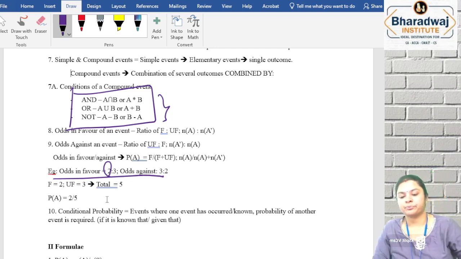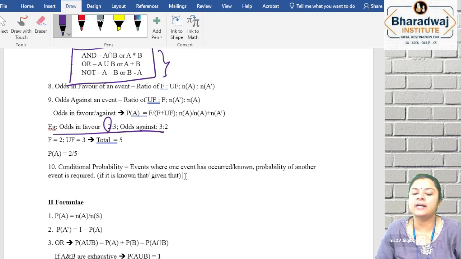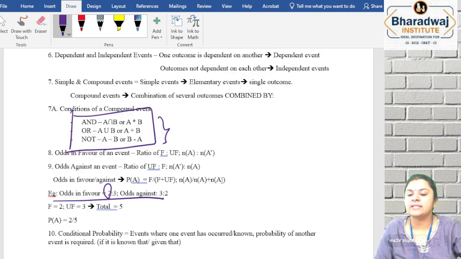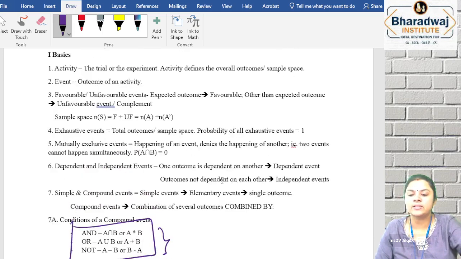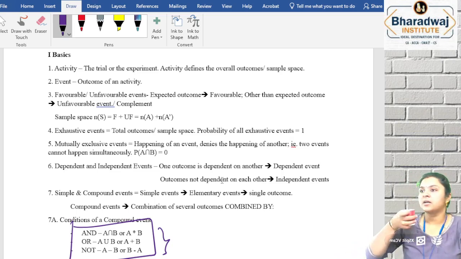Okay? And conditional probability, where one event has occurred and the probability of the other event is required to be found out. Right? So these are the terms. We'll come to the formula separately. These are the terms associated with probability. Quickly run through once and then we will go ahead with the formula. If you want, take down hints.